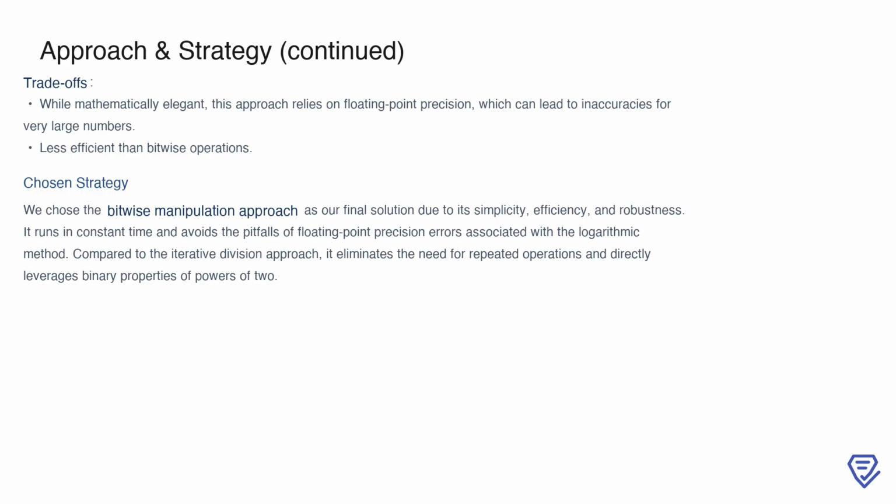After evaluating all these methods, the bitwise manipulation approach emerged as the most suitable choice. It combines efficiency, simplicity, and robustness. By leveraging the binary properties of powers of 2, it avoids the pitfalls of both iterative operations and floating point precision errors. This makes it not only the fastest but also the most reliable solution for this problem.